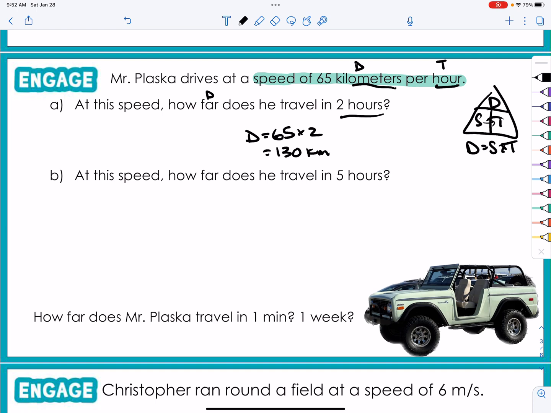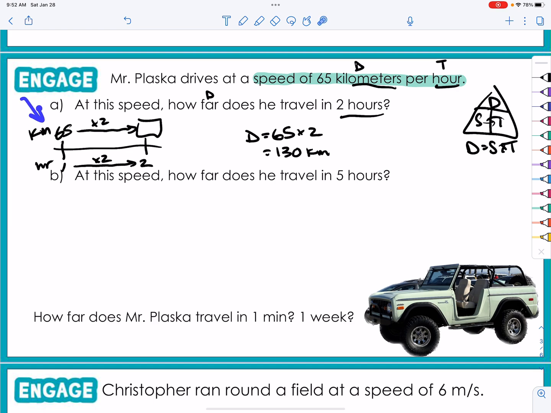Now, I'm going to think about this here using our rate line again, where we know we're doing kilometers per hour, and I'm traveling 65 kilometers in 1 hour. How far do I travel in 2 hours? Well, to go from 1 to 2, we're traveling twice as long, so it seems reasonable that we would be traveling twice as far. So again, our unit rate or our rate line on the left over here seems to match up and give us the same calculation that we would use with that formula from the triangle.